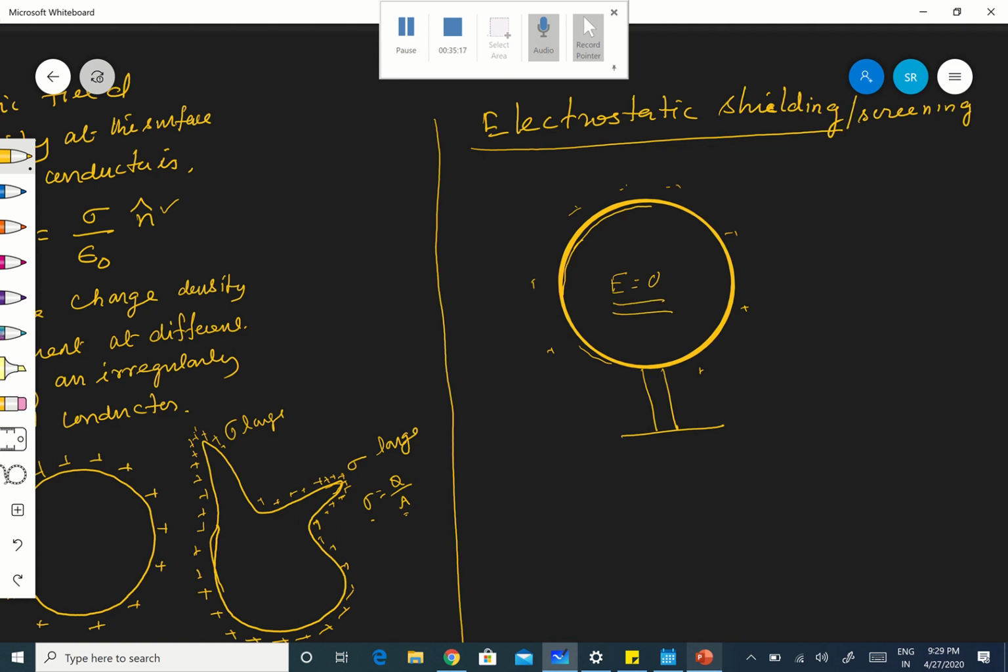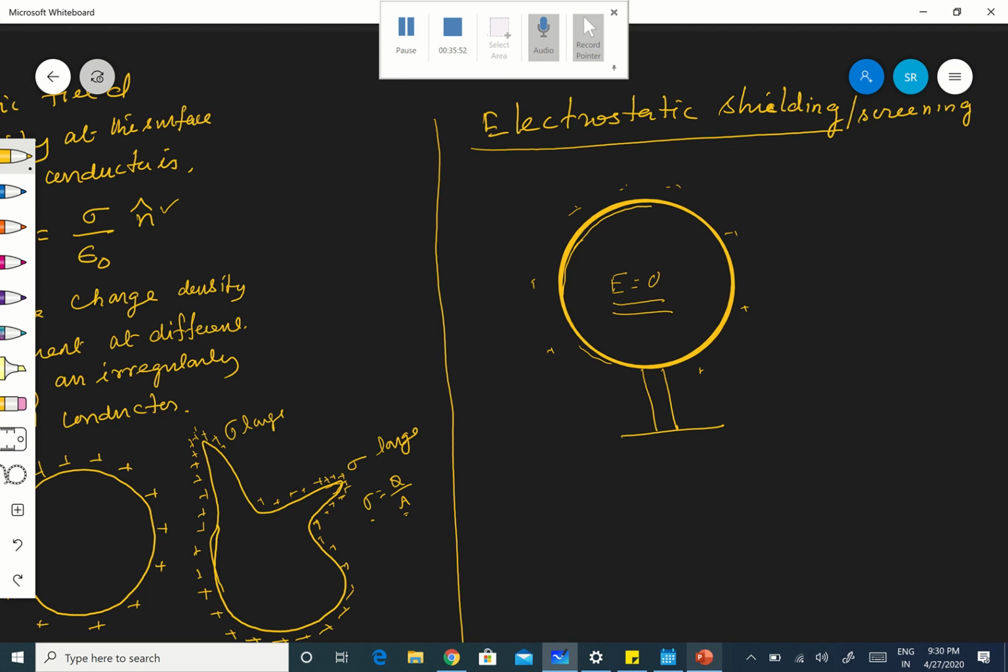Even if this full conductor is kept in an external electric field, inside the conductor the electric field will be 0. It is always E equal to 0 inside the conductor. Therefore, such hollow conductors are very useful to protect delicate instruments, which we need to protect from a strong external electric field.